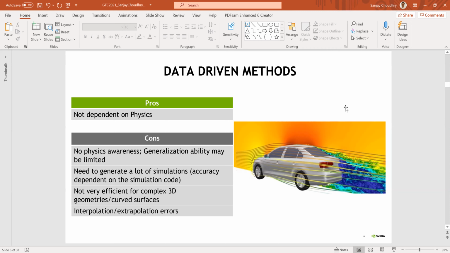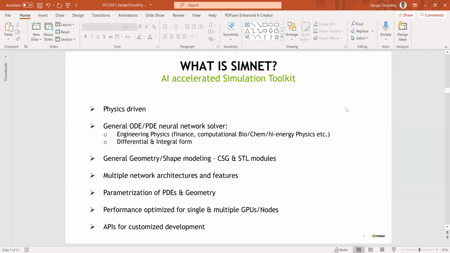They are obviously going to be difficult when it comes to complex geometries and curved surfaces, although some of the graph-based neural networks are attempting to address those issues. And then finally, the interpolation and extrapolation errors, which can happen when learning these solutions or predicting these solutions, have their own issues as well.